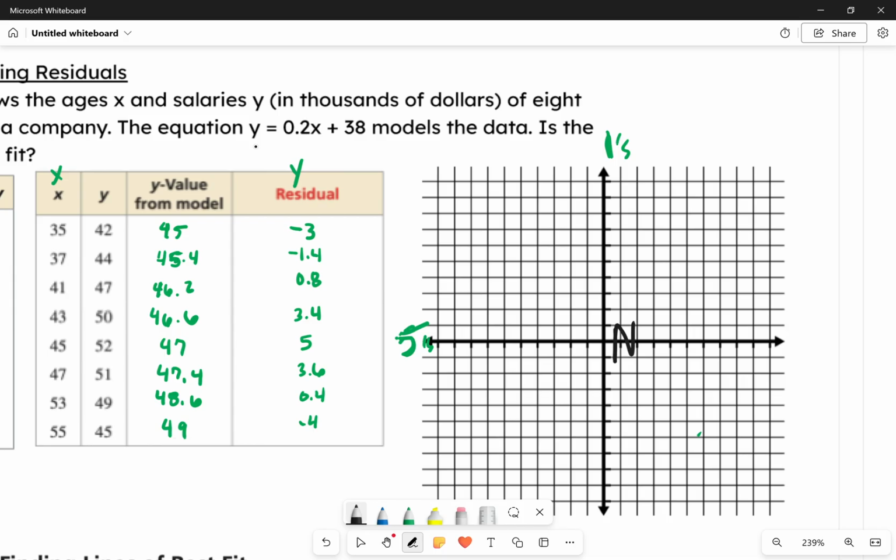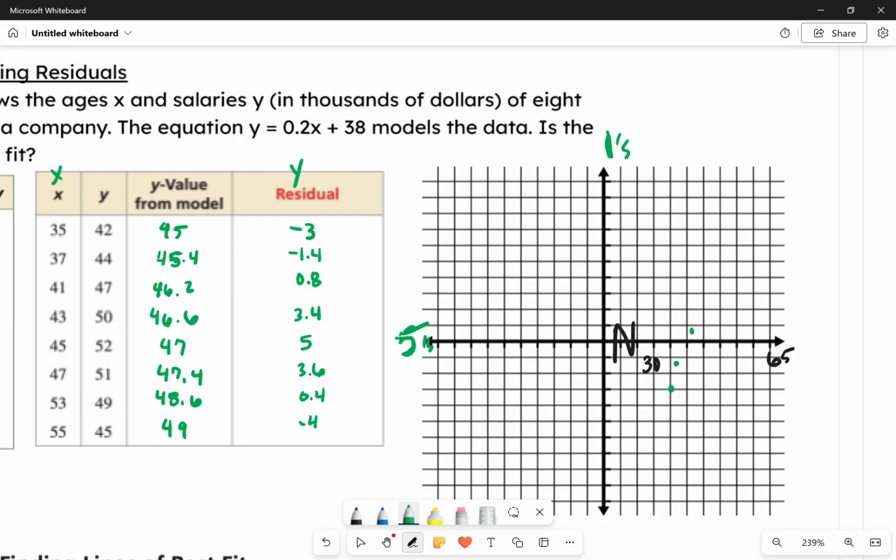So we're going to have a break in the graph, and we're going to call this 10, 15, start at 30, 35, 40, 45, 50, 55, 60, 65. All right, now, time out. We'll start over. So sorry. All right, 35, negative 3, which would be right here. Now we're going 37. So 35, 36, 37, and we're going to negative 1.4, right there. 41, 0.8, right there. Oh, higher than that. Right there.